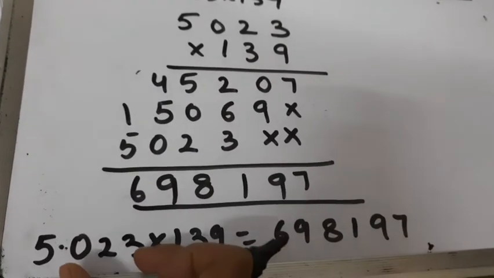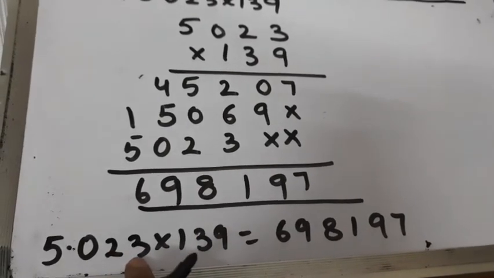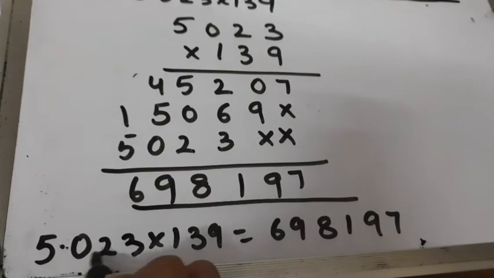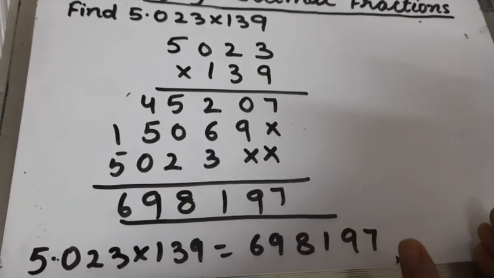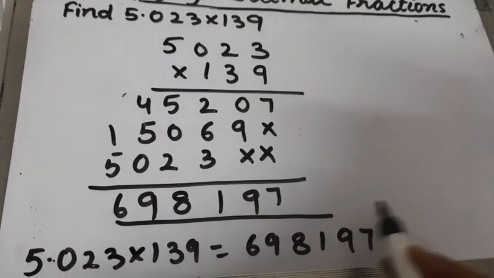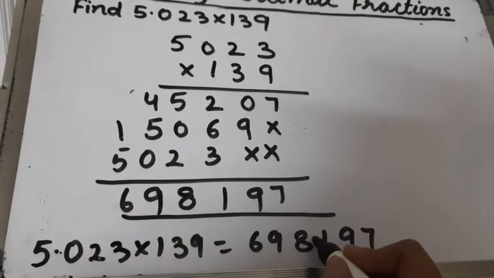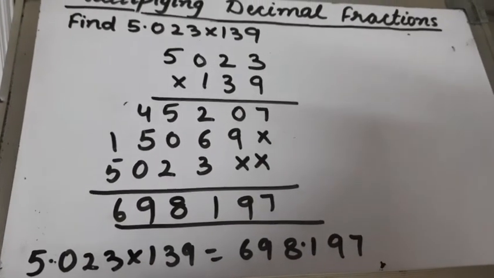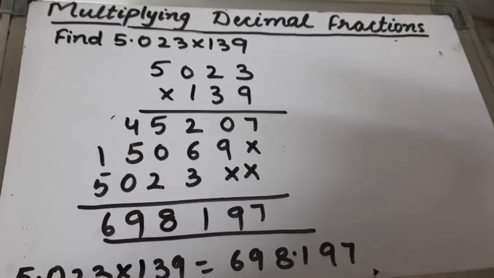Now count the number of decimal places in this number. See how many decimal places are there. There are 3 decimal places, 1, 2 and 3. So we will leave 3 digits from the right, 1, 2, 3 and place the decimal. Okay, so this way we multiply a decimal fraction by a whole number.